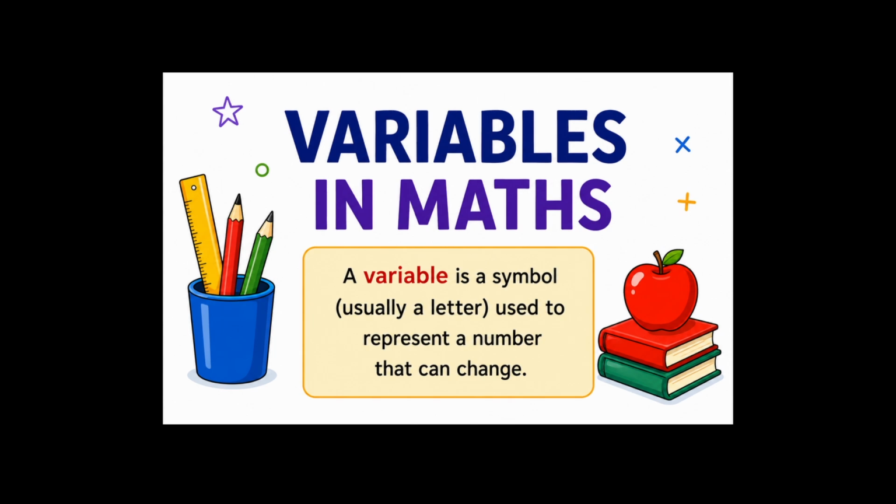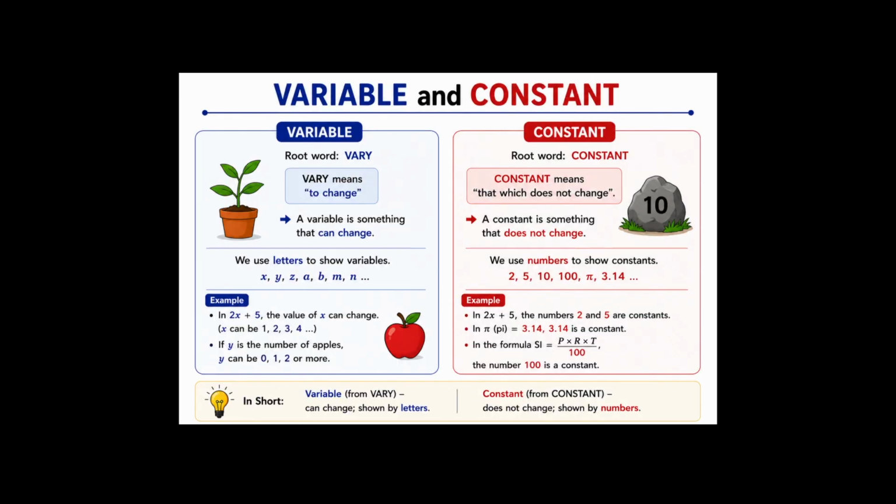Hello everyone, let's learn about variables in maths. A variable is a symbol, usually a letter, used to represent a number that can change. See how? Variable and constant. First, try to understand that variable, which comes from the root word vary. Vary means to change. A variable is something that can change.